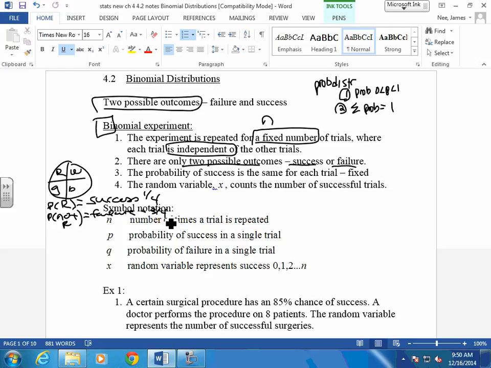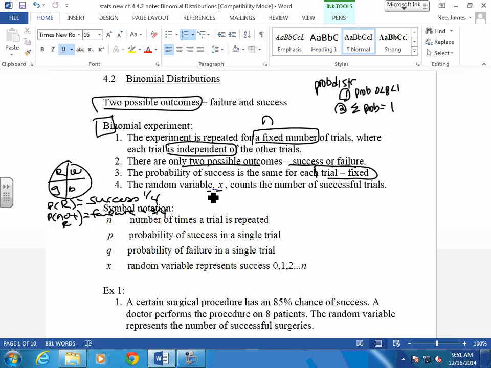The probability stays the same for each trial. In other words, if you have a replacement, it stays the same. If you do not replace, it can't be binomial because the probabilities are changing. And your random variable x just counts the number of successful trials, all your different outcomes in that event. And it usually goes from 0 to whatever the n is.